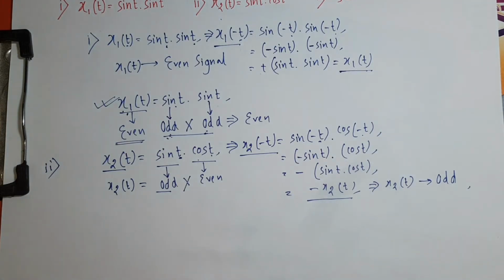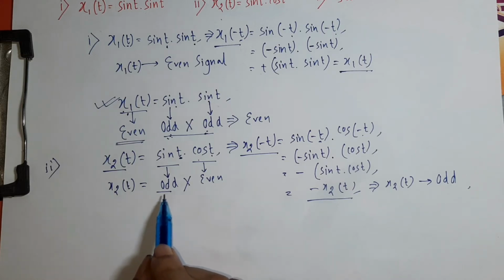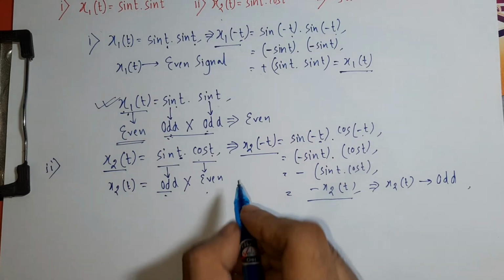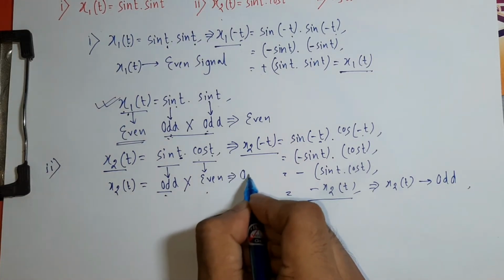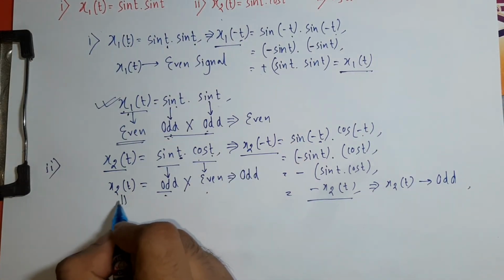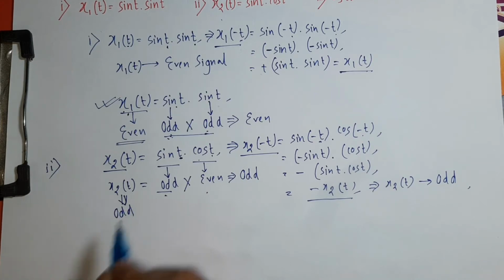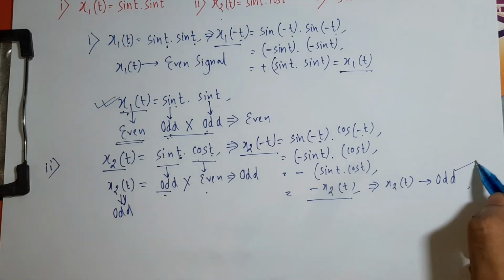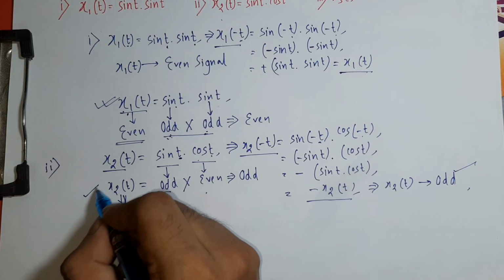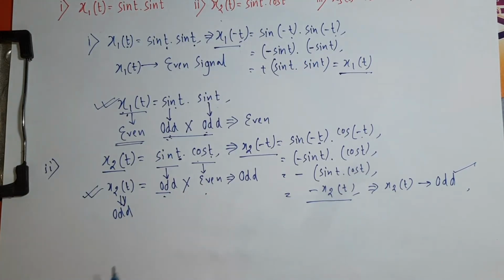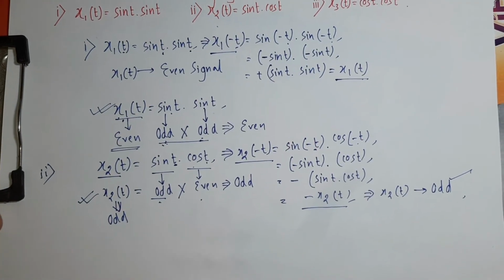In the lecture on properties of even and odd signals, I have explained in detail with an example that the product of an odd signal and an even signal is an odd signal. So clearly x2t is an odd signal. See, you can use this way to solve, or you can use the shortcut way to solve the problem. The final answer will be the same, right?